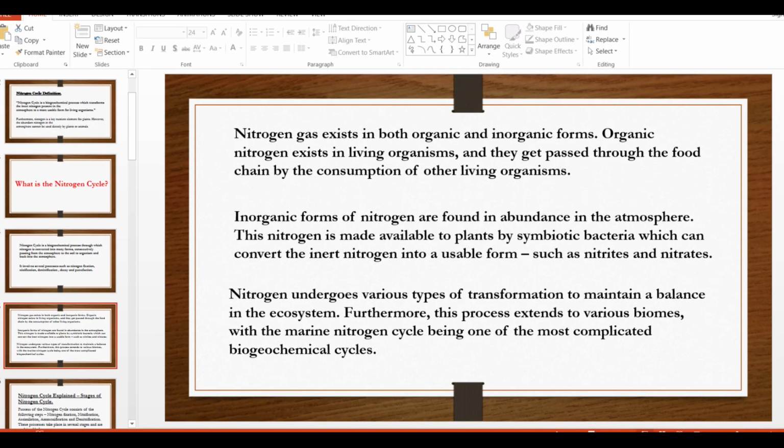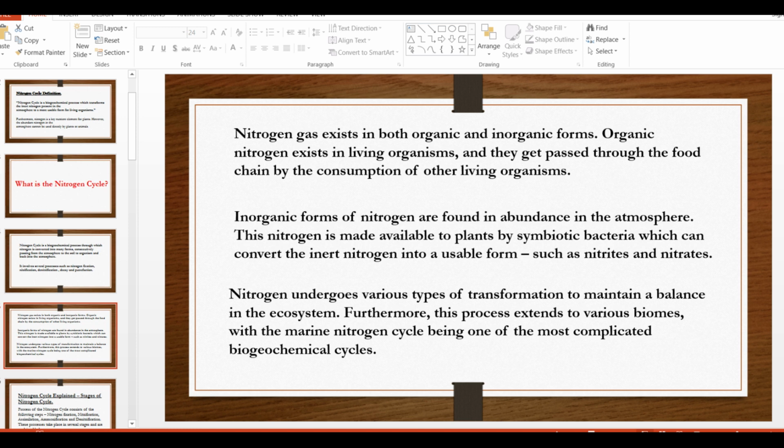3. Nitrogen gas exists in both organic and inorganic forms. Organic nitrogen exists in living organisms, and they get passed through the food chain by the consumption of other living organisms. 4. Inorganic forms of nitrogen are found in abundance in the atmosphere. This nitrogen is made available to plants by symbiotic bacteria which can convert the inert nitrogen into a usable form, such as nitrites and nitrates.